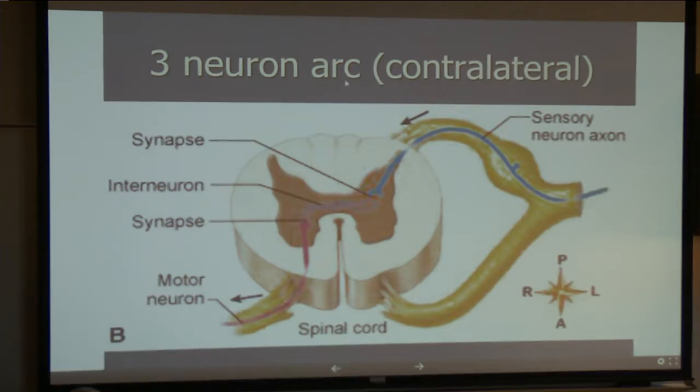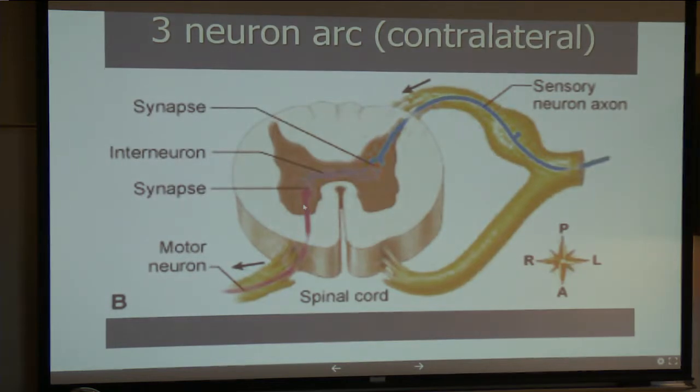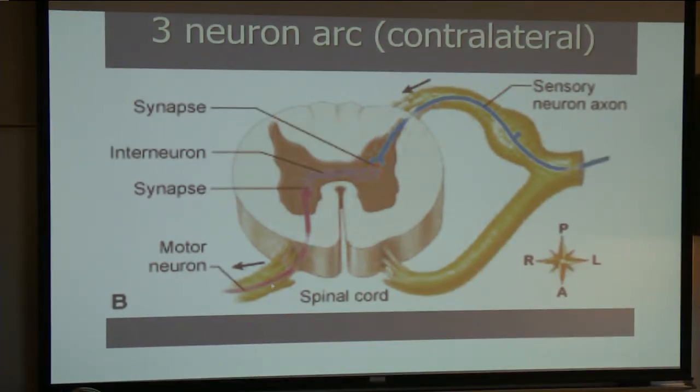This one is a 3-neuron arc contralateral. Contralateral means opposite side of the body. So here's neuron number 1, sensory, carrying information into the spinal cord. Of course, we have to come in through the back, posterior end. Here's our purple interneuron. That's neuron number 2. And then pink, this is our 3rd neuron. This is our motor neuron. This is outgoing. This is efferent. And we come out through the front, through the anterior side. And then we're traveling to the right side of the body. So contralateral means opposite side of the body.